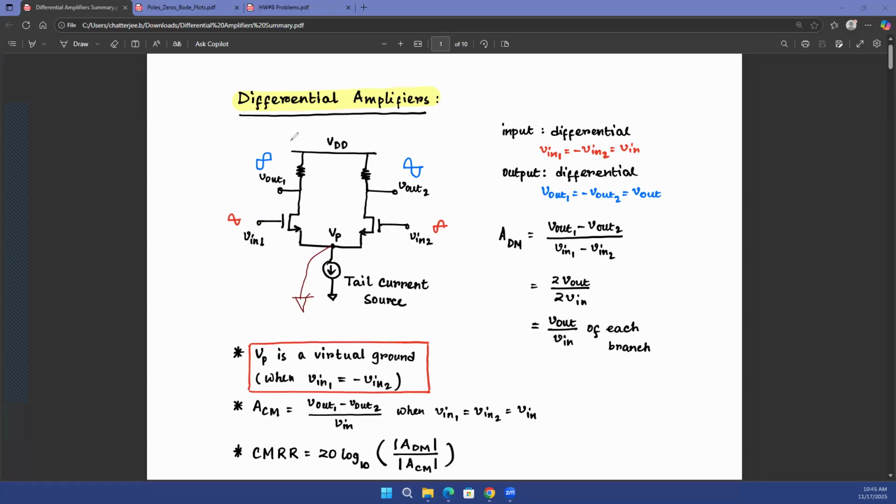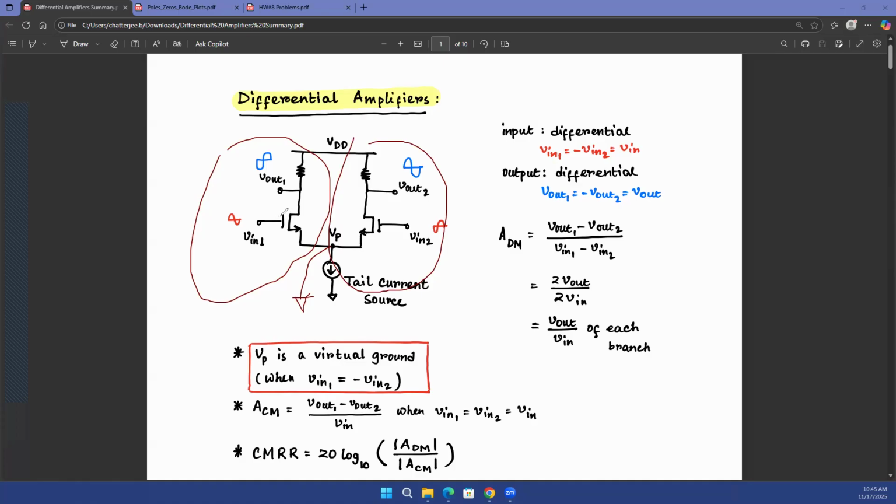What that means is that the two halves of the differential amplifier, this half circuit and that half circuit, both terminate at the AC ground at node P. You don't even need to consider the tail current source. That makes your analysis very simple: you just have an input to a common source amplifier.